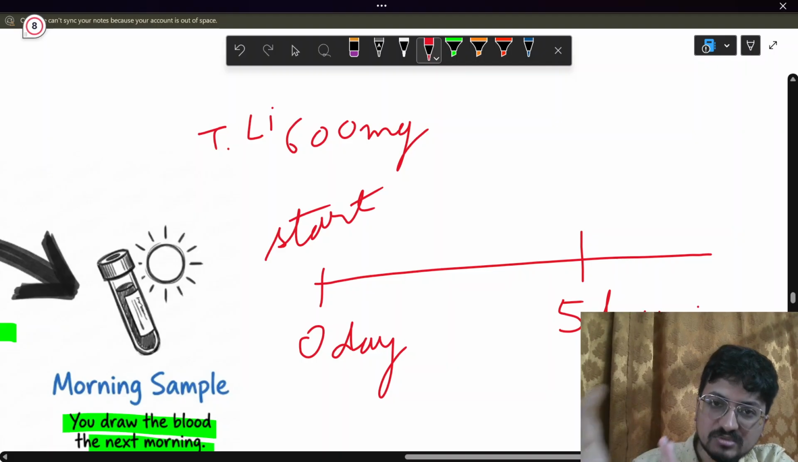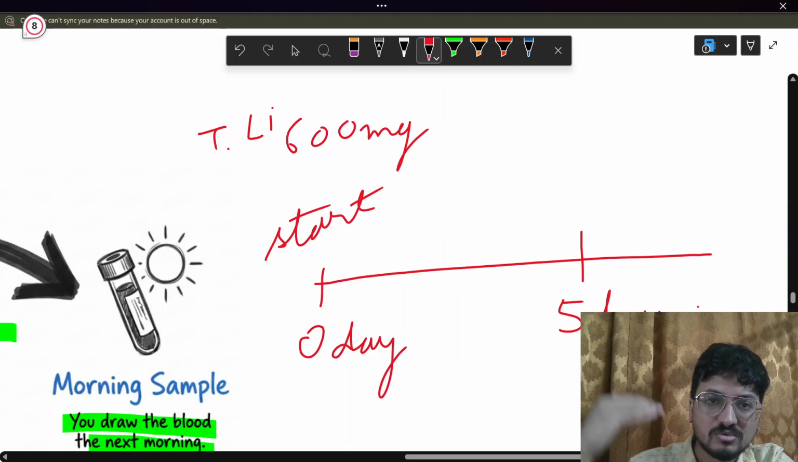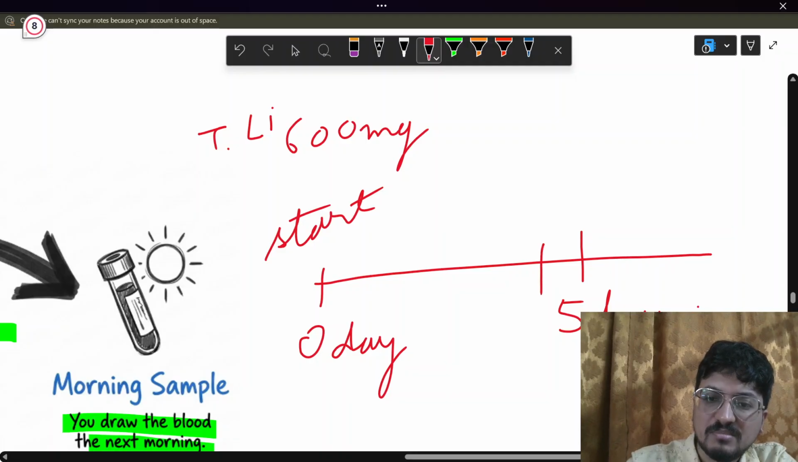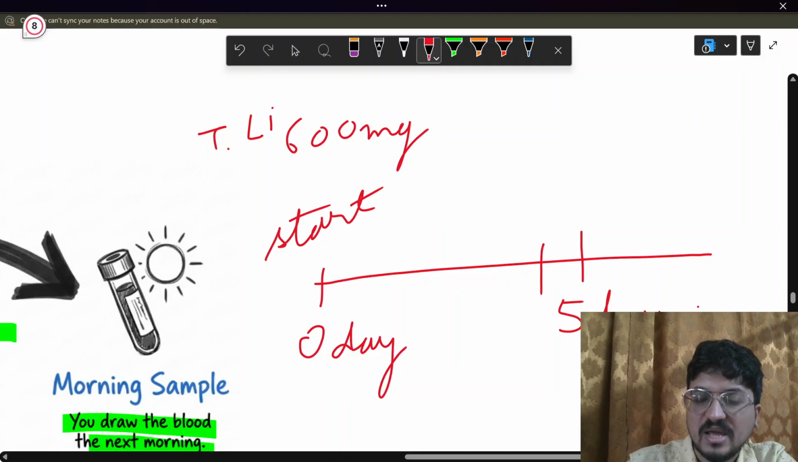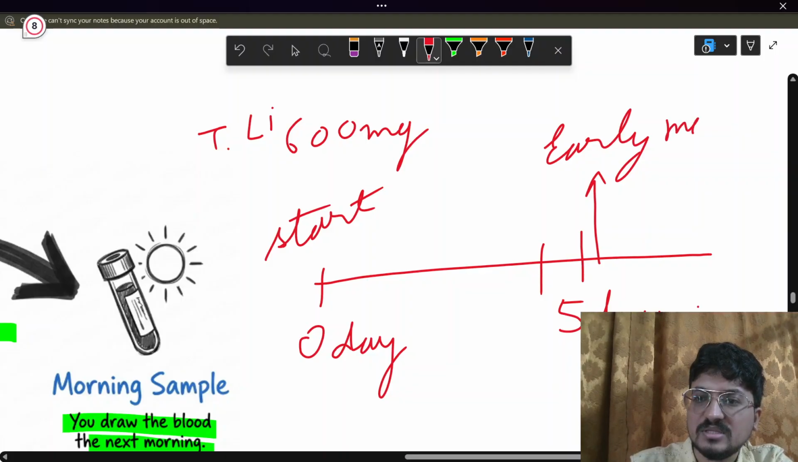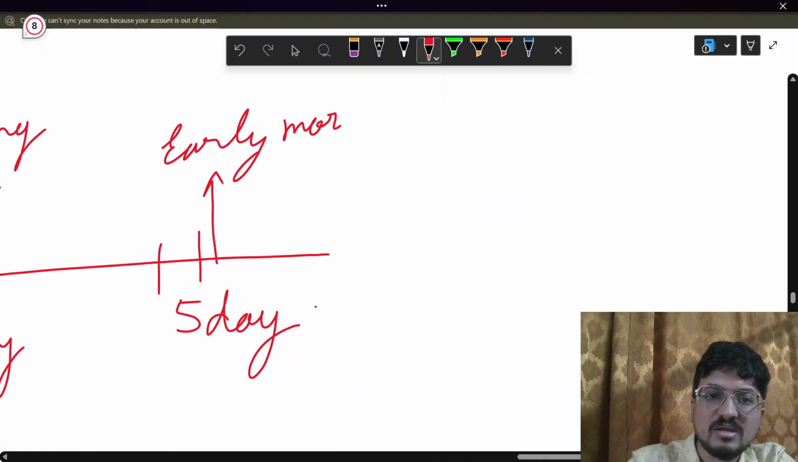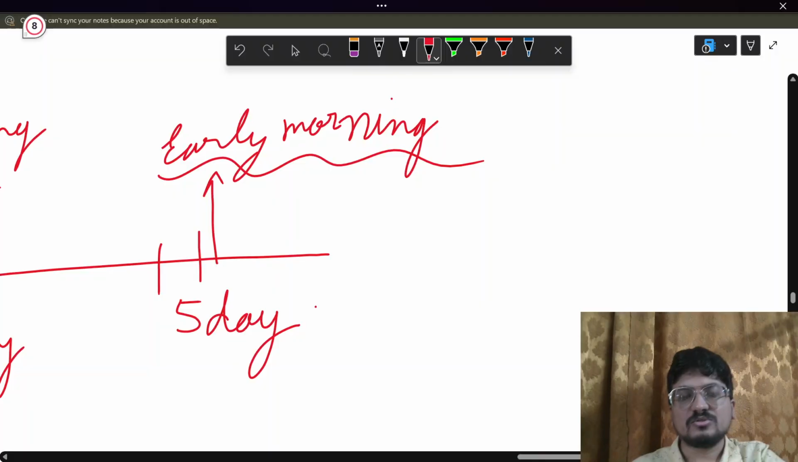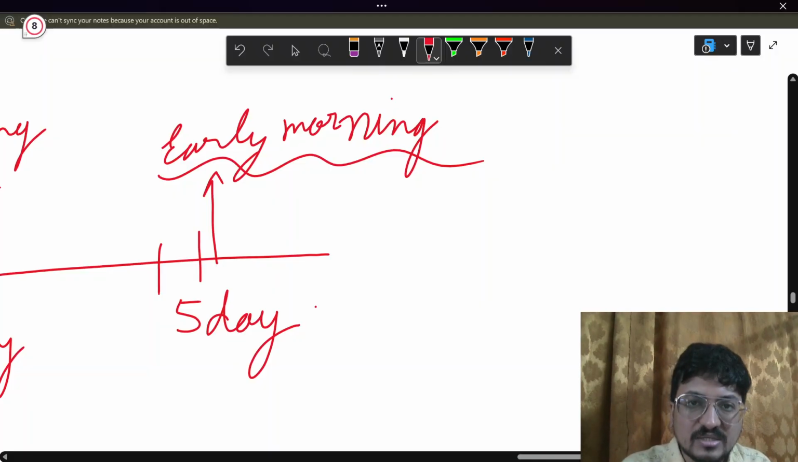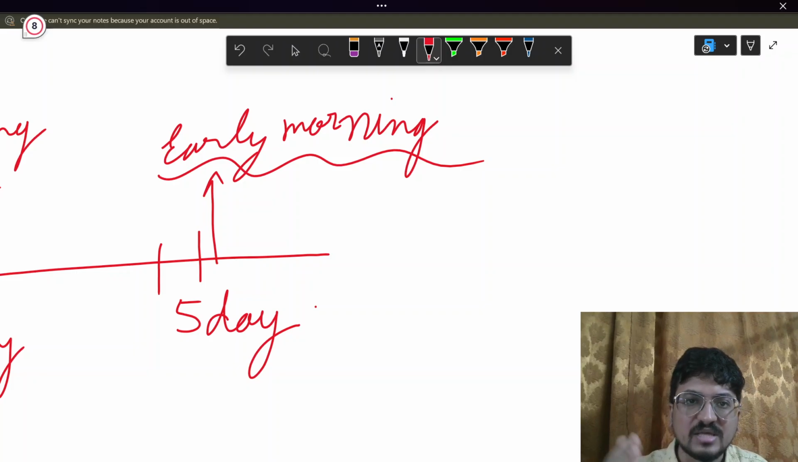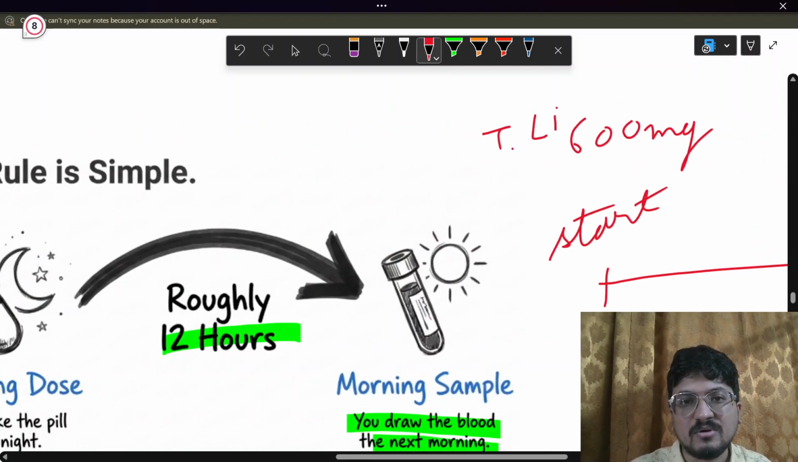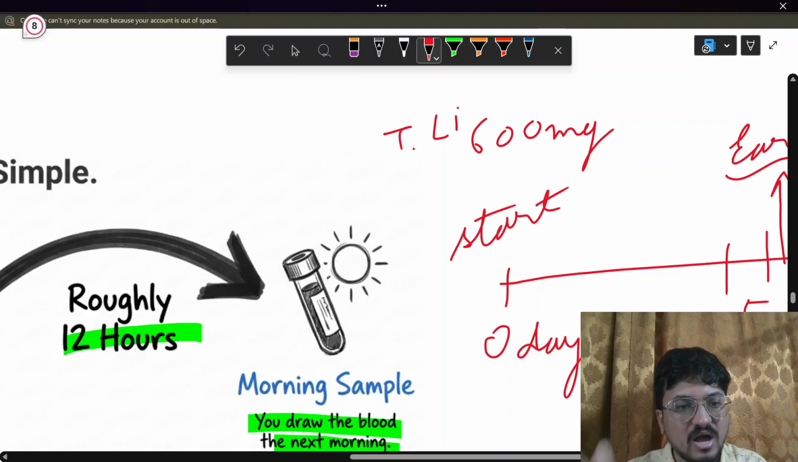So you will allow the days to pass, day 0 to 1, 2, 3, 4, 5. On the day 5, maybe on the 4th day you have taken the dose in the night, and in the early morning, the sample is taken so as to record the trough. So the entire thing is, when you start lithium, you give a gap of 5 days, and after that, in the early morning, you take the sample after a gap of 12 hours.